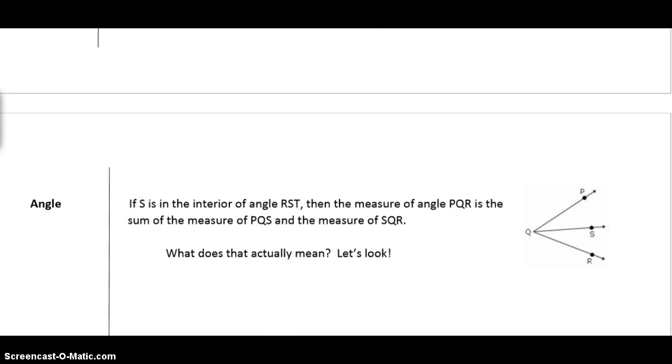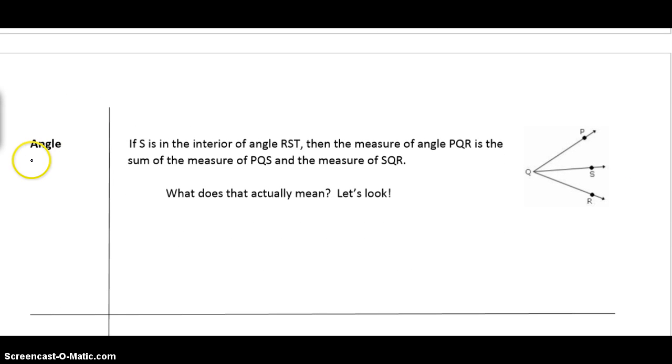So let's keep going. This right here is going to be called angle addition. It looks like I forgot to write addition here. So angle addition. If S is in the interior of angle RST, then the measure of angle PQR is the sum of the measures of PQS and SQR. Wow. And the first thing I'm noticing is this says RST. This should say RQP. Cross that out for me.